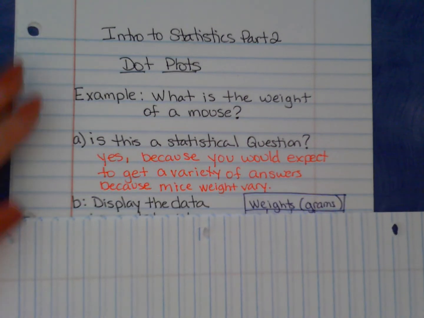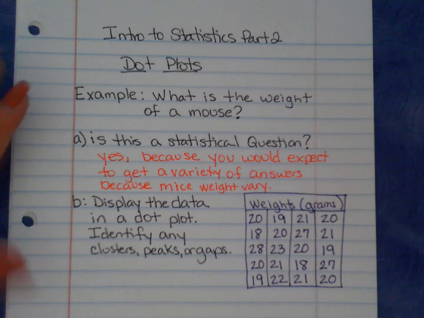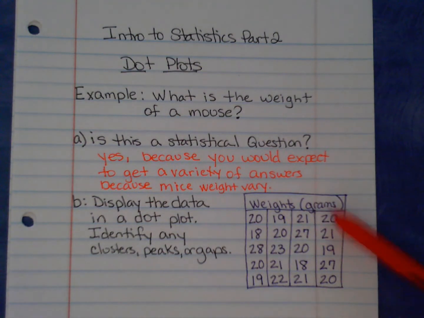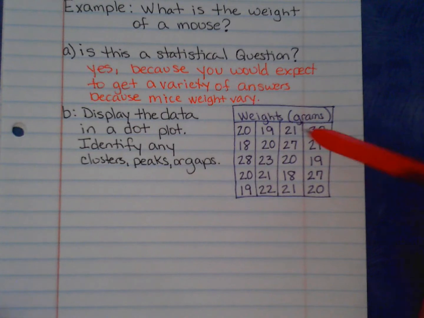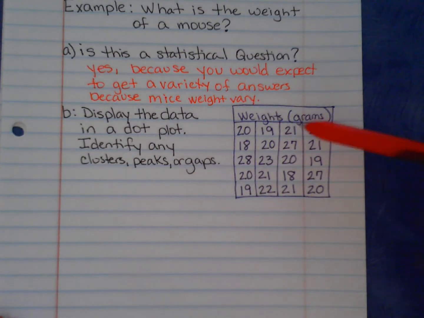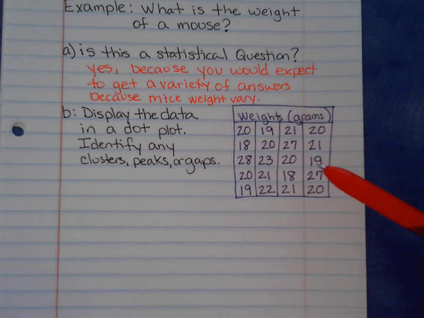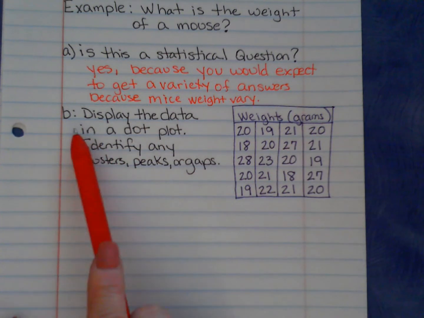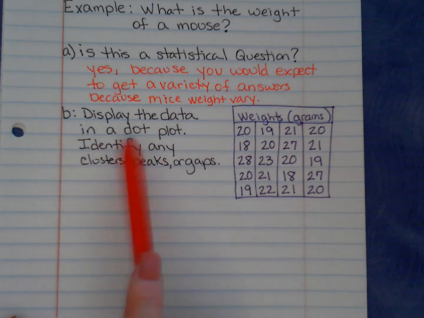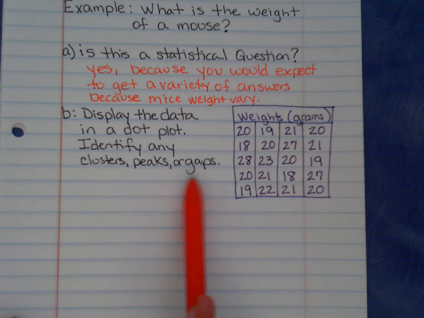All right, so now we're going to look at the second part of the question. The second part of the question is, we've been given a table that includes a lot of different weights. See, it says weights in grams of mice. These are the weights of mice, okay? And it says to display the data in a dot plot and identify any clusters, peaks, and gaps.